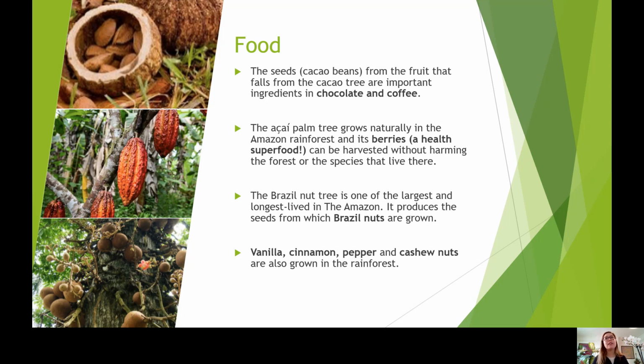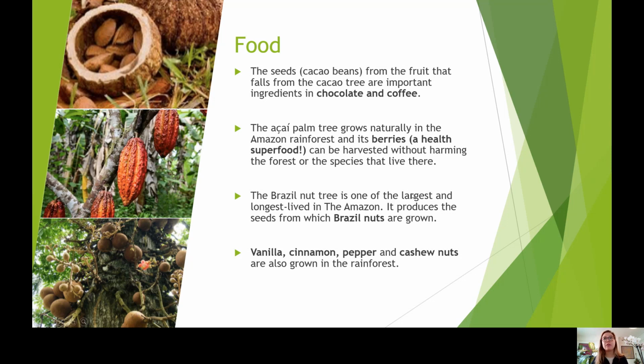The acai palm tree grows naturally in the Amazon rainforest, and its berries, a health superfood, can be harvested without harming the forest or the species that live there. Now, I've noticed there's an acai berry cafe right opposite Art Franklin School. I've never been inside, but I've seen that this Brazilian superfood can even be bought right next to Art Franklin.